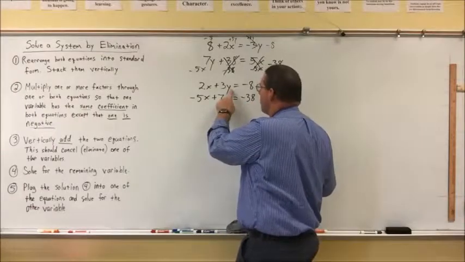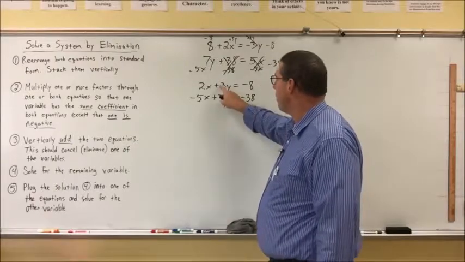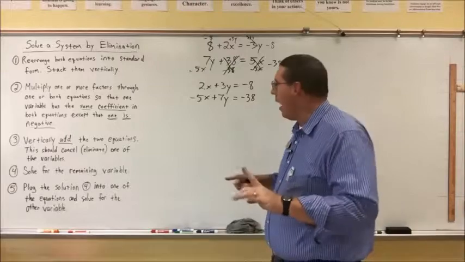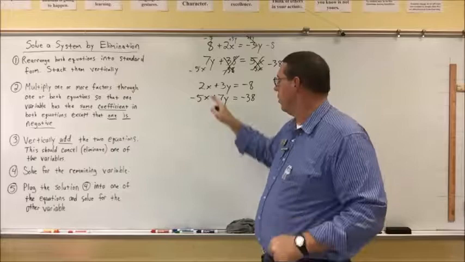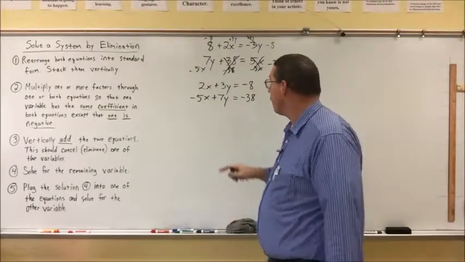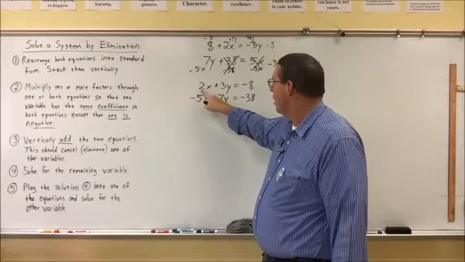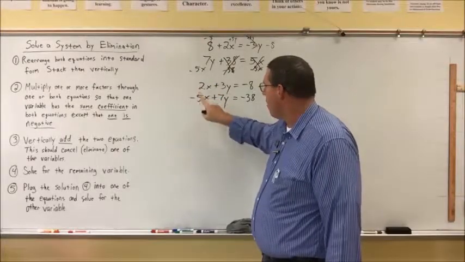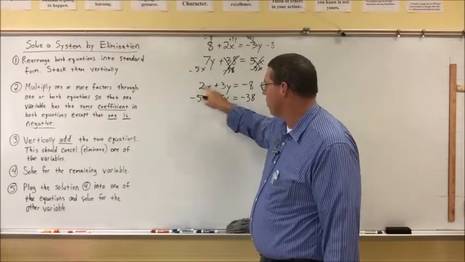Also here with the y, this y has a 3 in front of it, and this y has a 7 in front of it. And there's nothing I can multiply the 3 by to make it a 7. When that happens, here's what I have to do. I have to change both of the equations and turn both of the coefficients of one of the variables into one number. Okay? Typically the easiest way to do that is to simply multiply this equation by that coefficient and then multiply that equation by this coefficient.